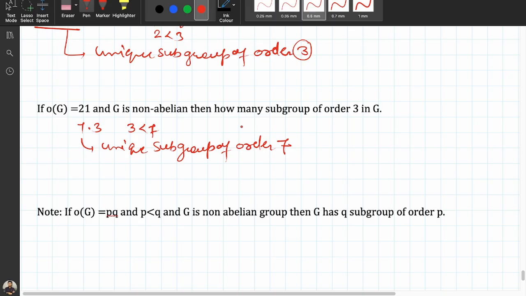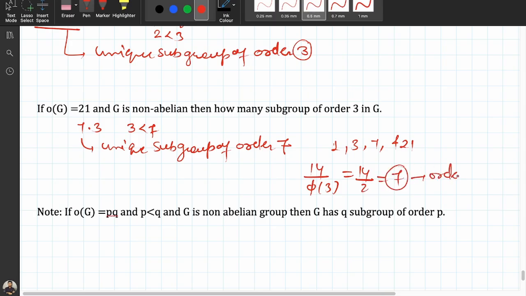Now if it has a unique subgroup of order 7, how many subgroups are there? 1, 3, 7 are also divisors, and 21 is also a divisor. So with a unique subgroup of order 7, the remaining elements are of order 3. So from here we can simply find the number of elements, that is 14. 14 divided by 2 gives 7 subgroups of order 3, and 1 subgroup of order 7.